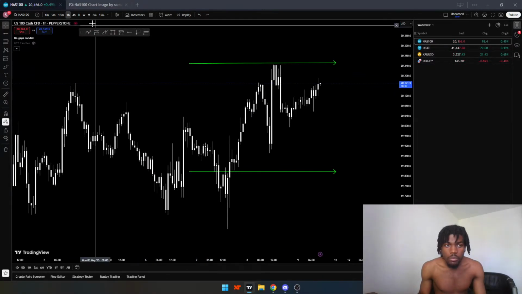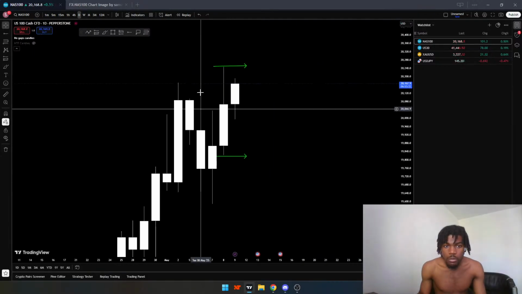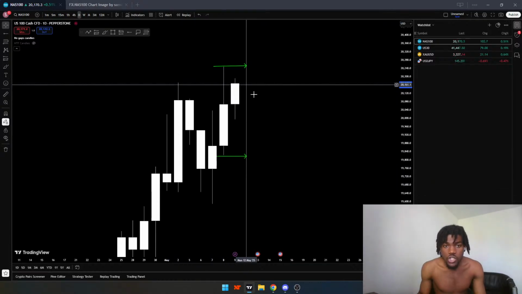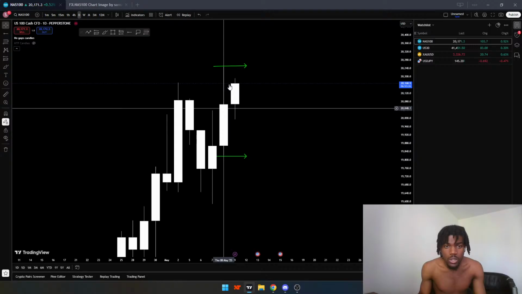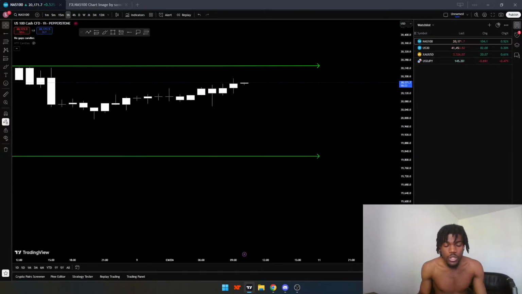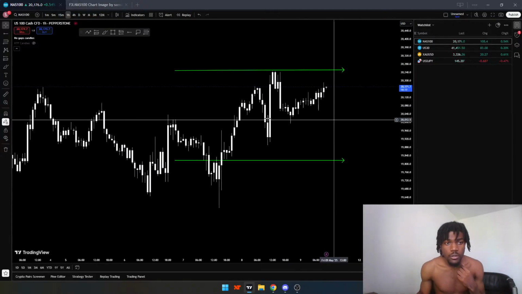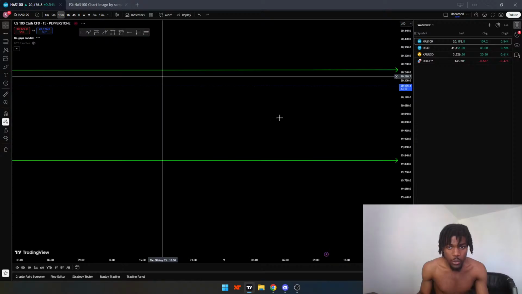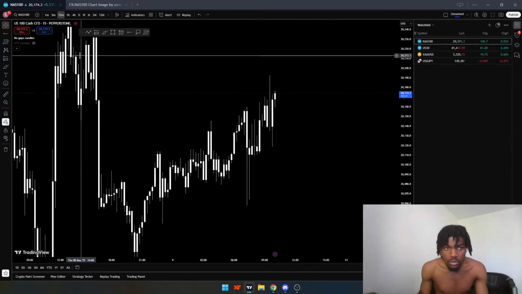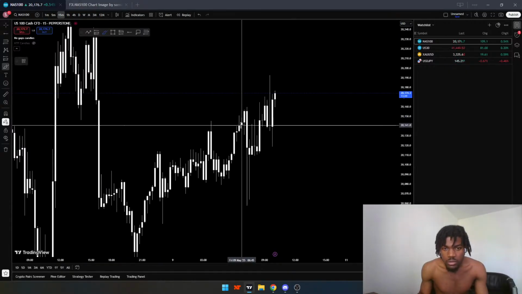But the whole reason of me marking out the previous day high and low, or just in general the previous candle high and low, is to understand where you are within the range, within a higher time frame range, when you're on the lower time frames. And when I'm on the 15-minute, I apply the same concept. Where's the previous candle? Where is the previous candle?